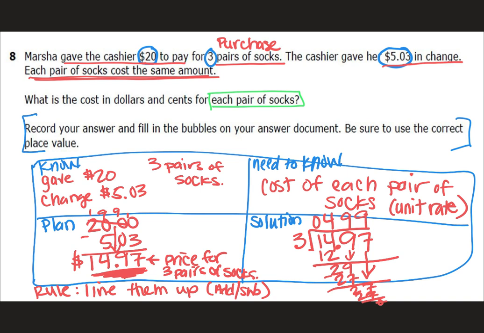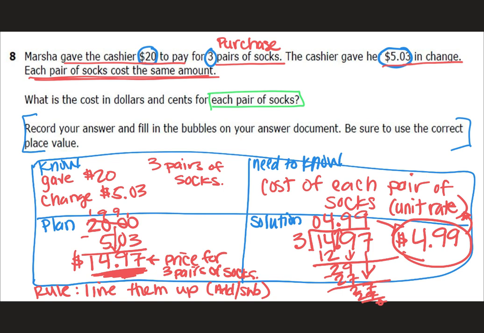So now I'm going to bring my decimal up. So now my answer for one pair of socks is $4.99. That is my unit rate. Because if I multiply $4.99 by 3, I'm going to get $14.97, which is the price for 3 socks.